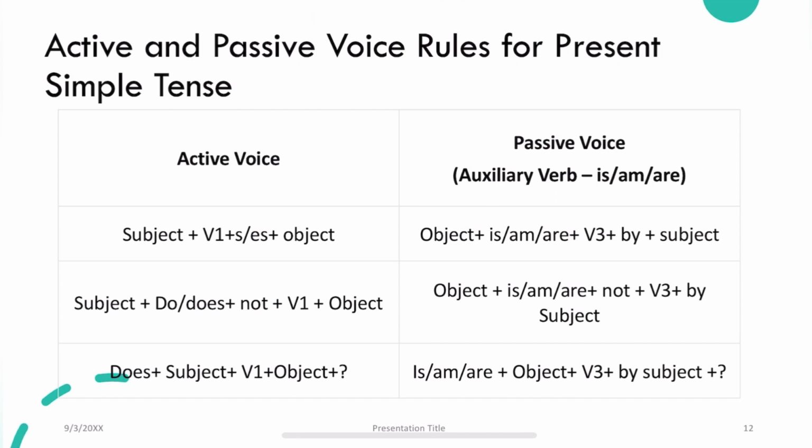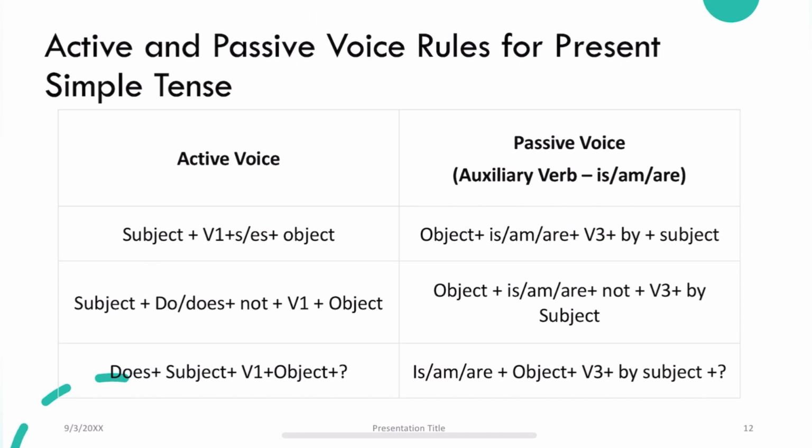It is the normal rule that we usually use in our daily life, like whenever we are making any sentence in the simple present tense. And the passive voice will be object plus is am plus third form of the verb plus by and then subject.